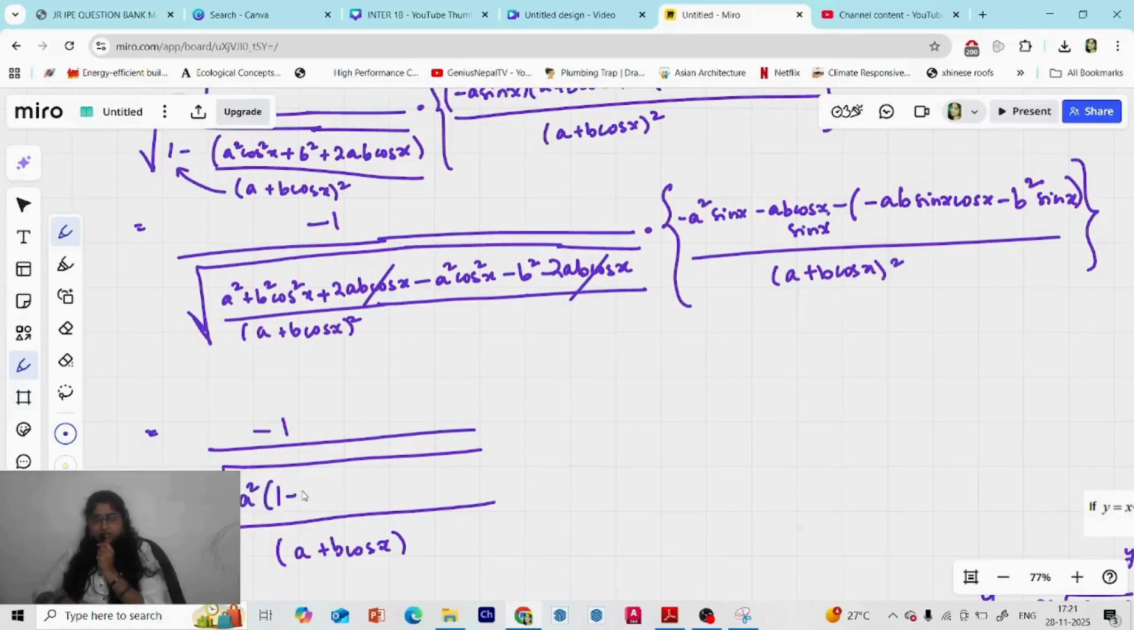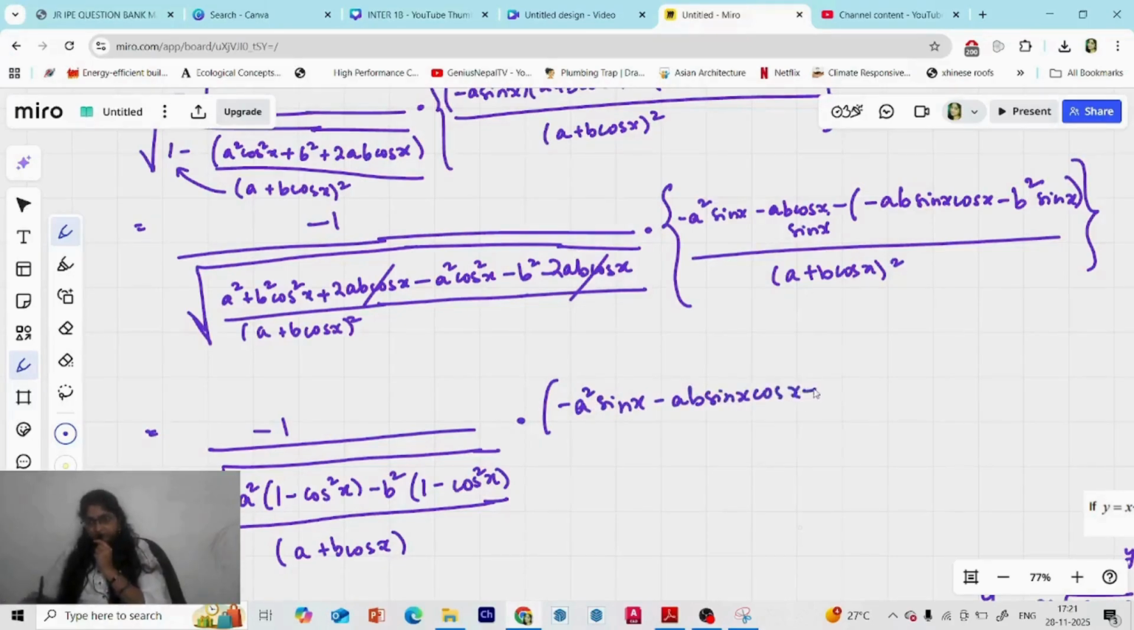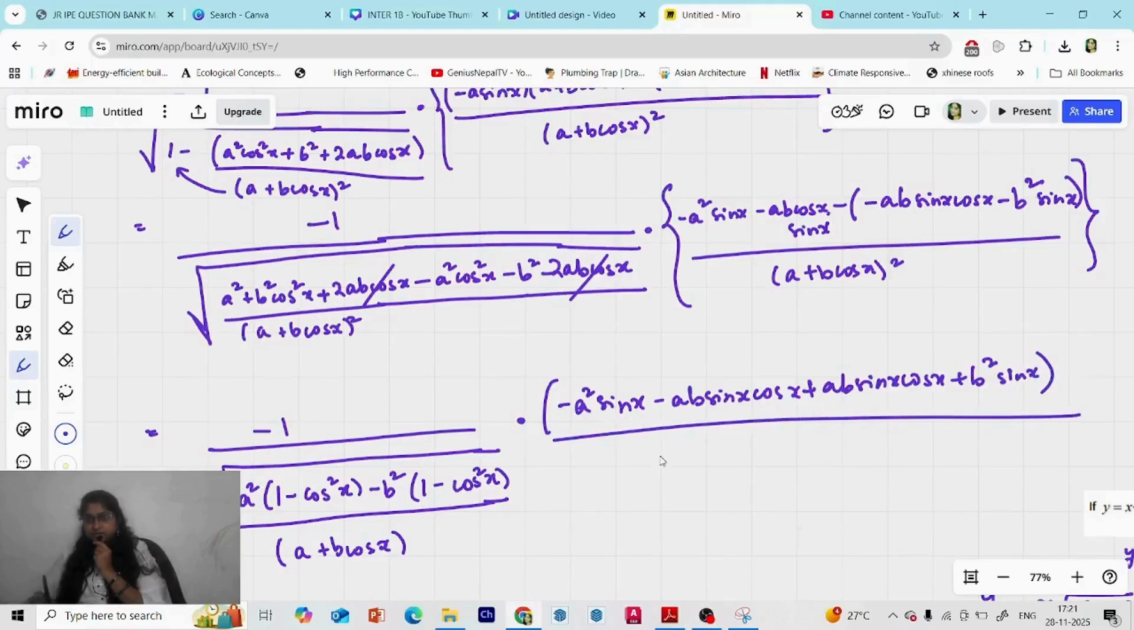square into 1 minus cos square x minus b square into 1 minus cos square x again. Okay, into, and we'll open the brackets here as well, minus a square sin x minus ab sin x cos x plus ab sin x cos x plus b square sin x, whole divided by a plus b cos x whole square.